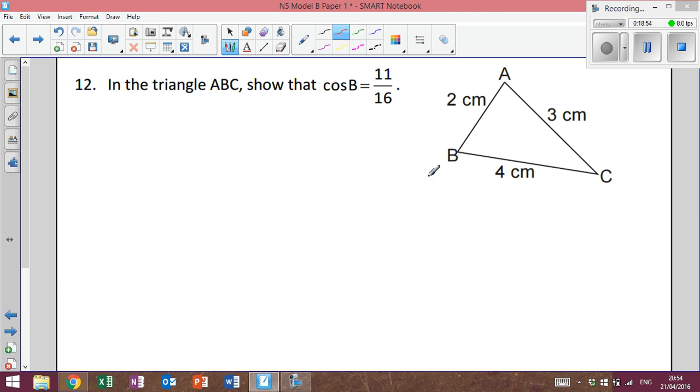And a couple of questions to go. Now, in triangle ABC, show that cos B is equal to 11 over 16. Non-calculator paper, that's absolutely fine because it's not asking us to find B, it's just asking us to find cos B. So it's taking out the need for a calculator there.